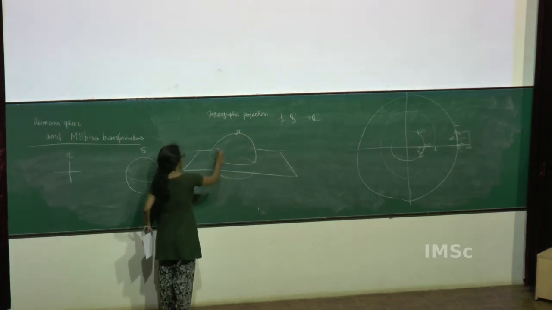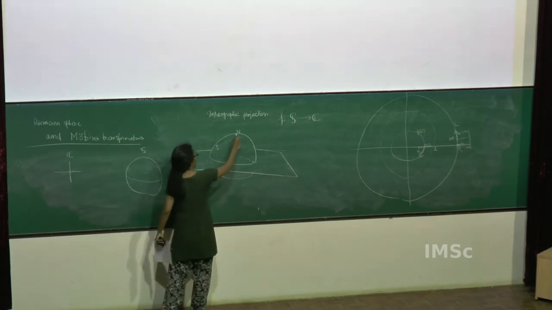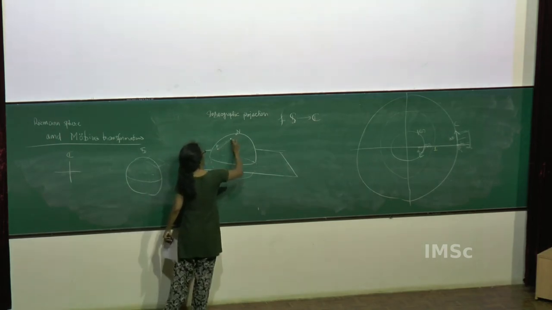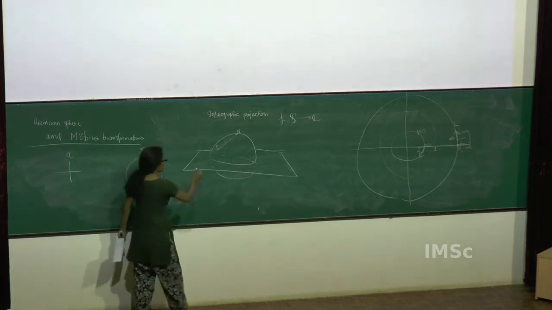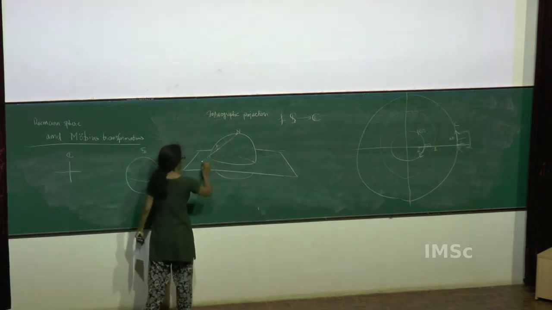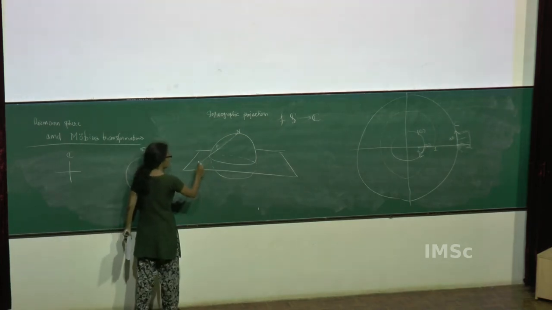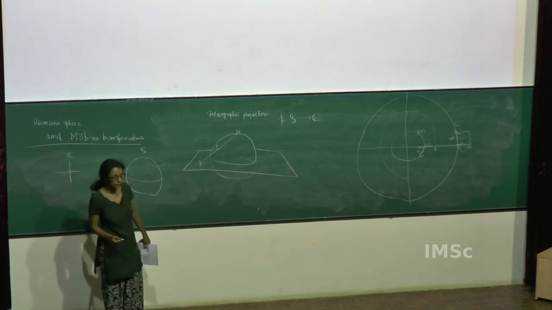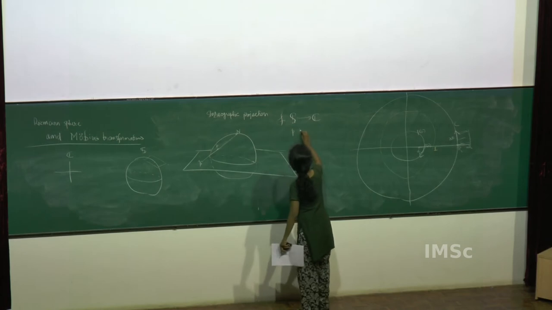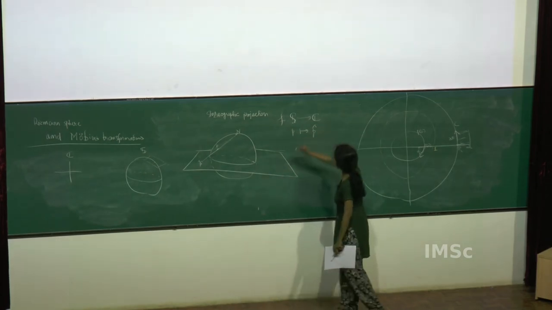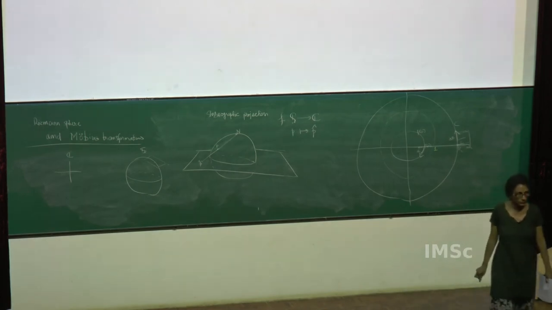If you have any point P here, join P to the North Pole and extend the line to the equatorial plane. And it will hit the equatorial plane at a point, say P hat, right? So I just define this map as something that maps a point P to P hat. Okay.